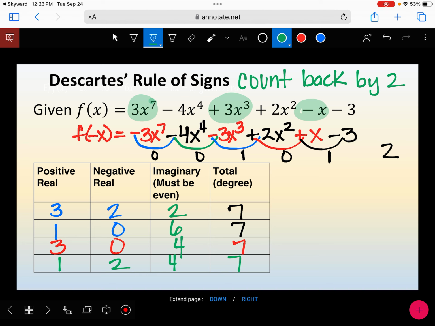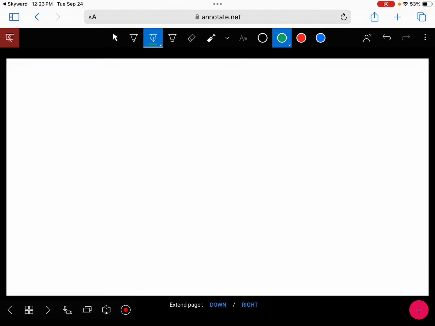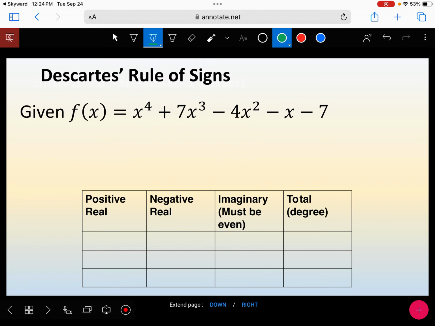All right, I want you to copy down the next one so that tomorrow we're ready to go. We won't go through it. Go ahead and copy down this question, and then tomorrow we'll be ready to go through it.